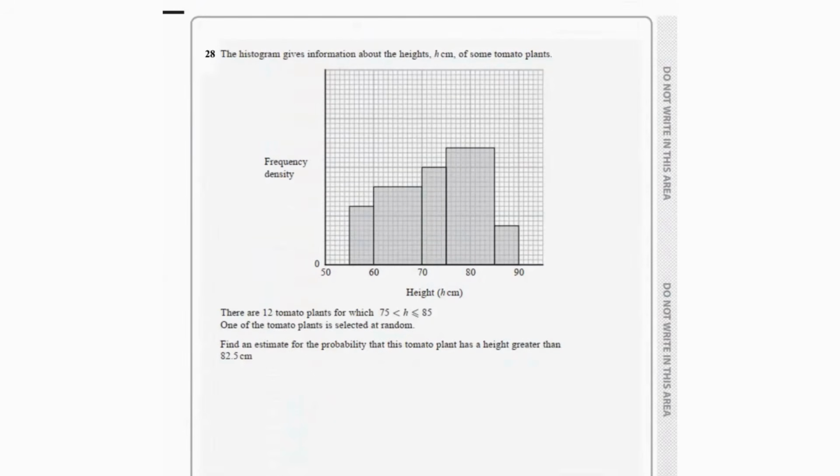Then you can be tested on histograms. It says the histogram gives information about the heights, H centimetres, of some tomato plants. There are 12 tomato plants of which H is less than or equal to 85 but greater than 75. So that's basically this.